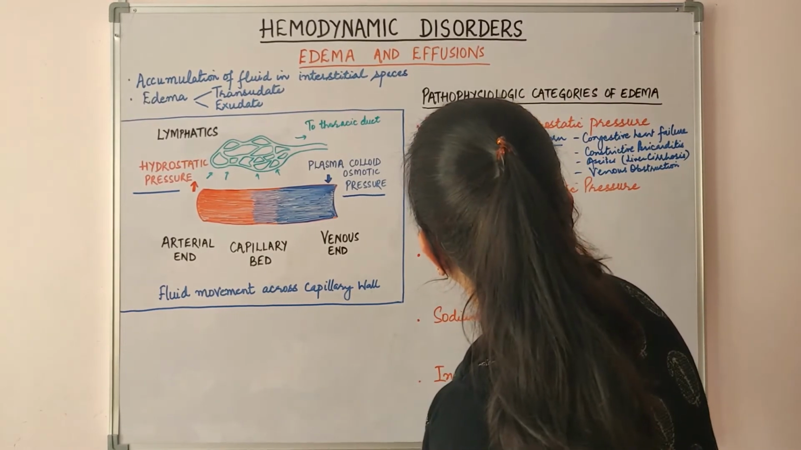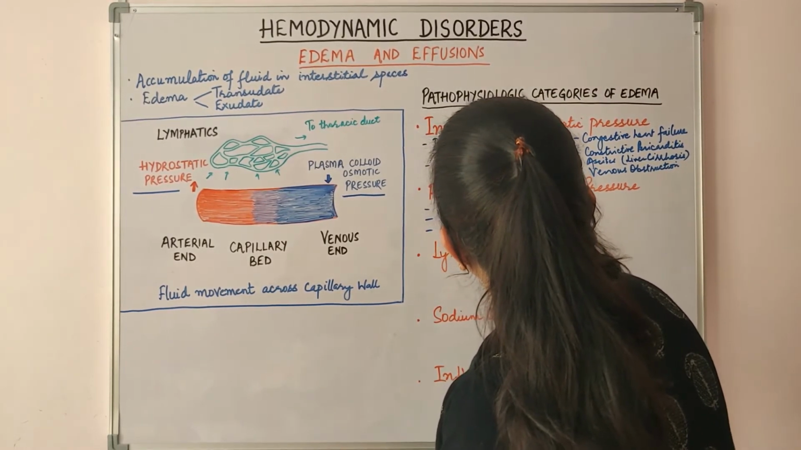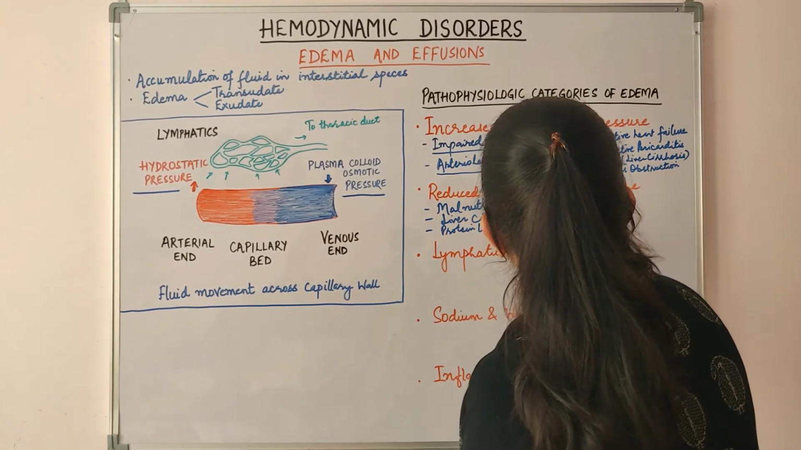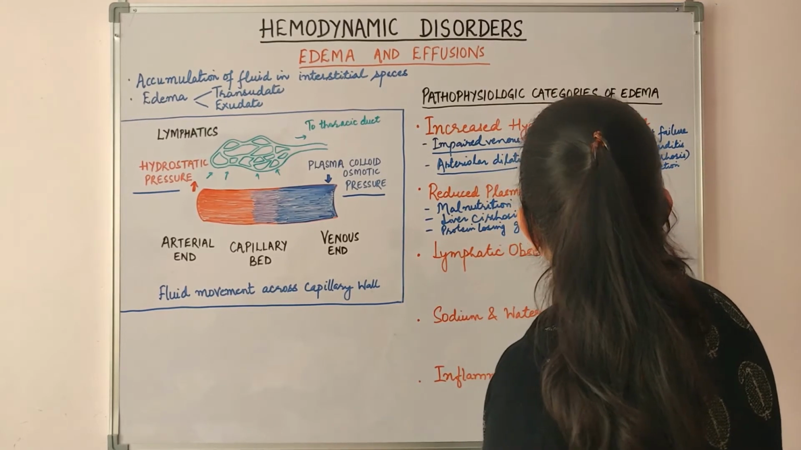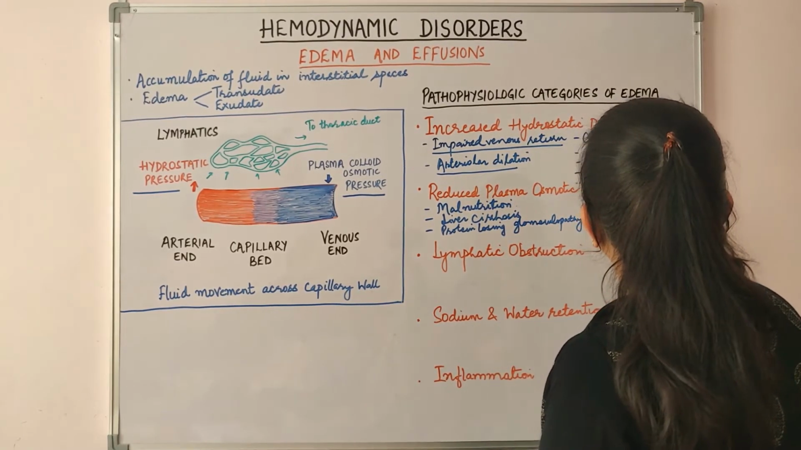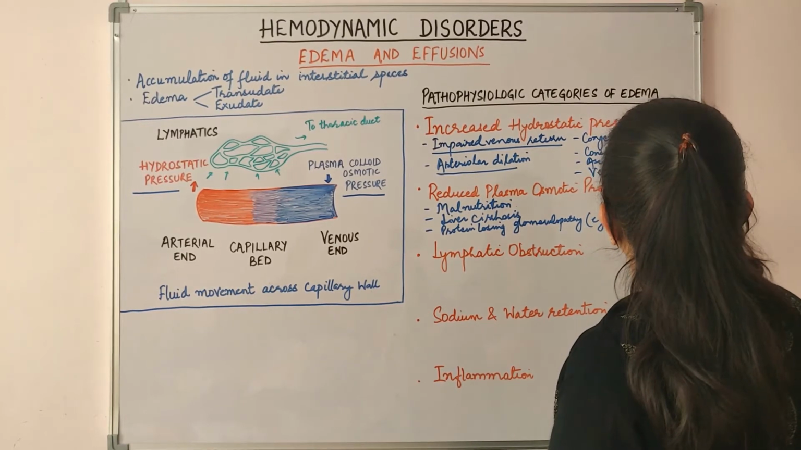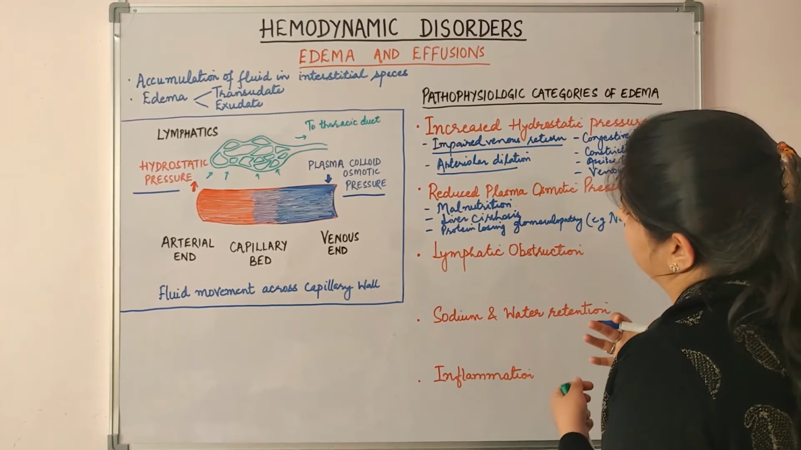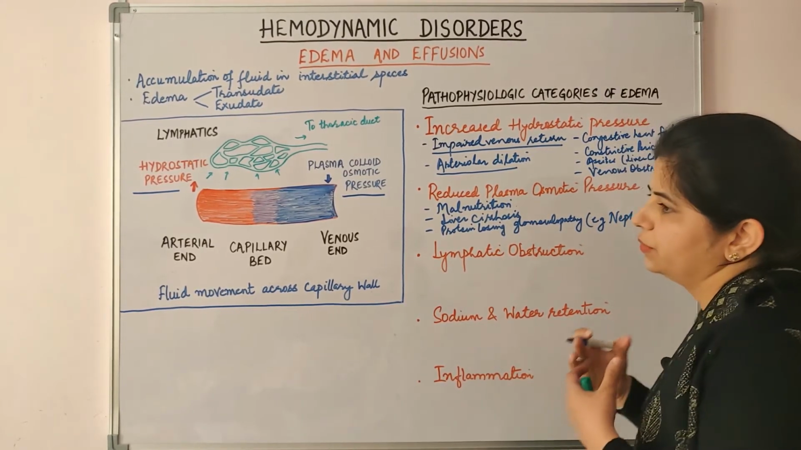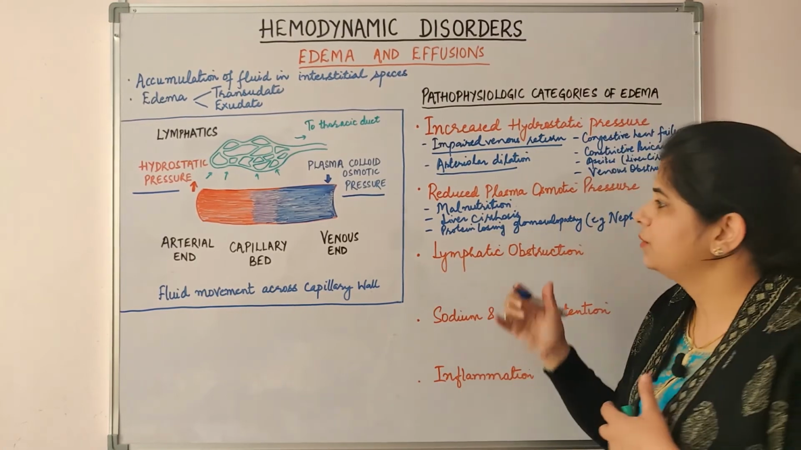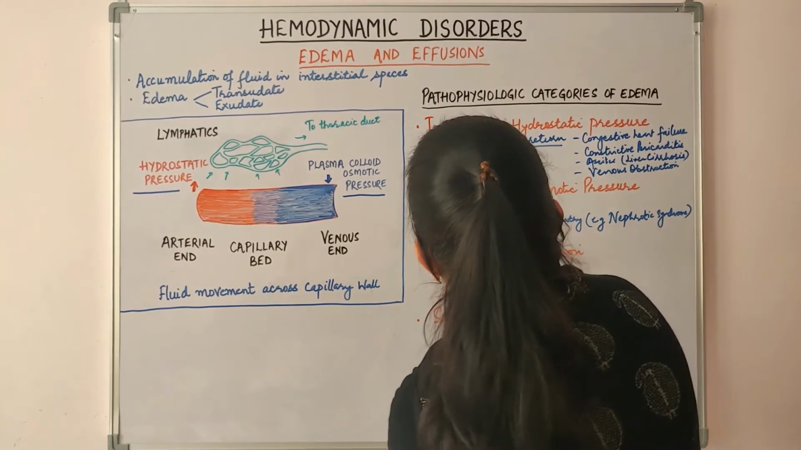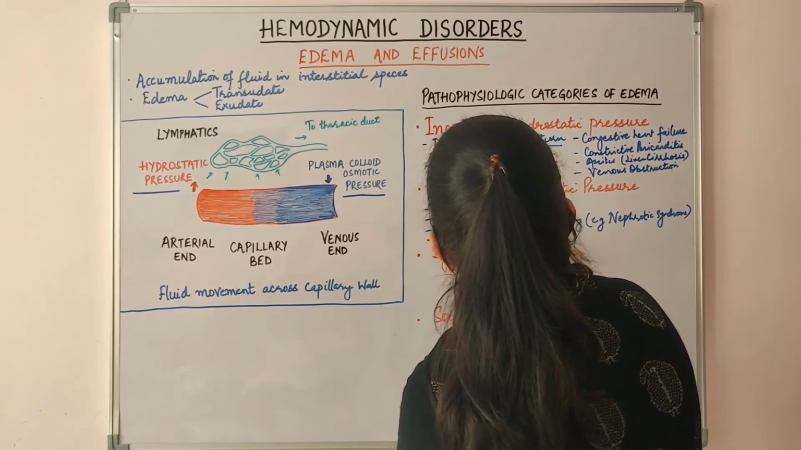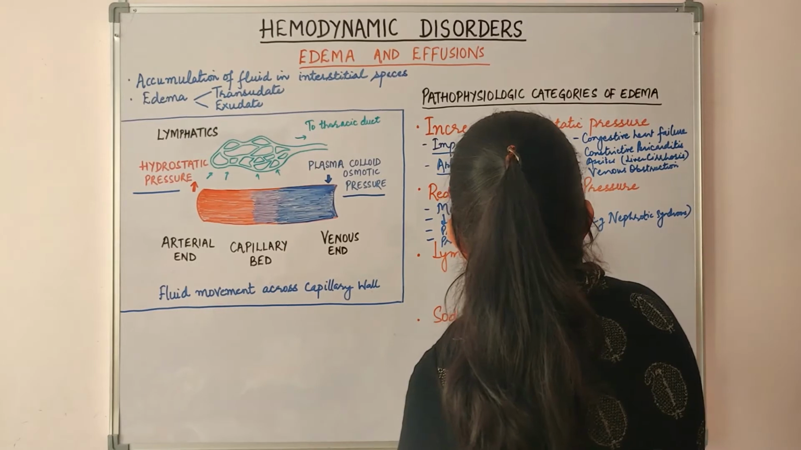So protein losing glomerulopathy, for example nephrotic syndrome, in which the glomerular capillaries are excessively permeable, so that the albumin comes out in urine. And the protein losing gastroenteropathy.